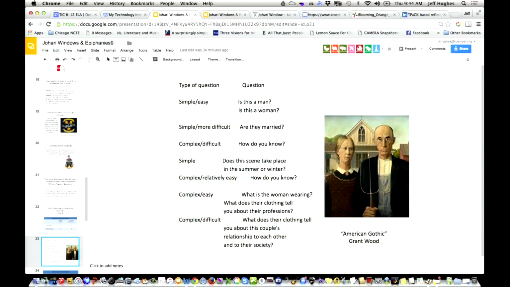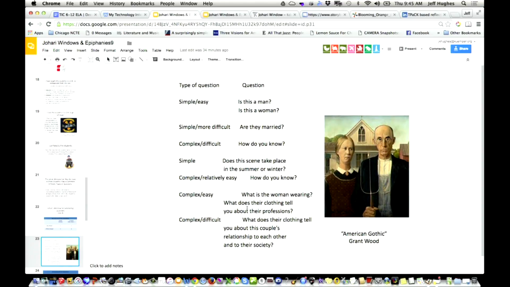So we'll take a look at it as an example. Suppose you were analyzing the painting American Gothic by Grant Wood. Some simple or easy questions from quadrant 1 might include, is this a man? Is this a woman? A simple yes or no answer might involve a more difficult question, though, like, are they married? A complex or difficult question might be, how do you know?